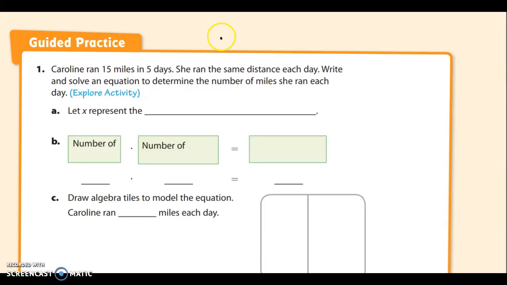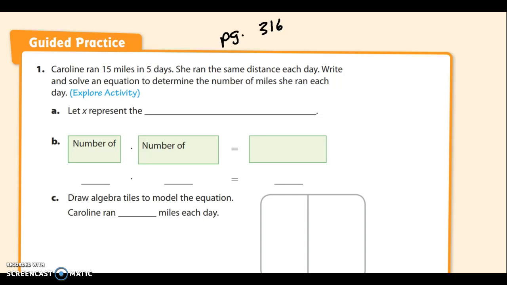This is page 316. This is the guided practice for lesson 11.3. Read along with me. Number 1. Caroline ran 15 miles in 5 days. She ran the same distance each day. Write and solve an equation to determine the number of miles she ran each day.